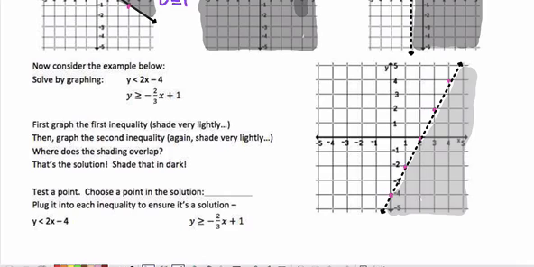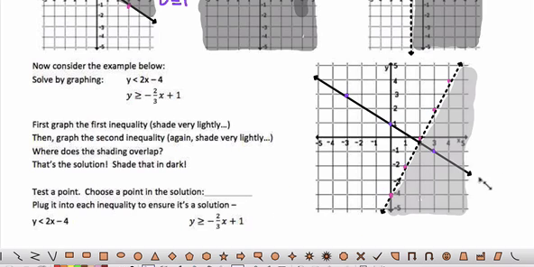Then graph the second line, again, shade very lightly. So let's go ahead and graph our second line here. My y-intercept is at +1. And now I'm going to go -2 and over 3. -2 over 3 goes off. So I want some points this way, 2, 3. And now this one does get a solid line. And now I'm going to shade lightly again.